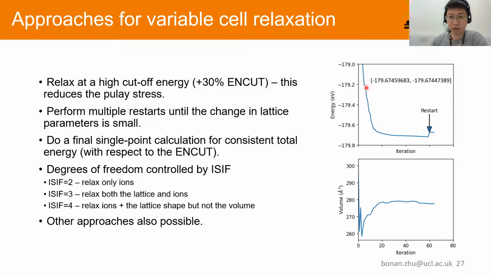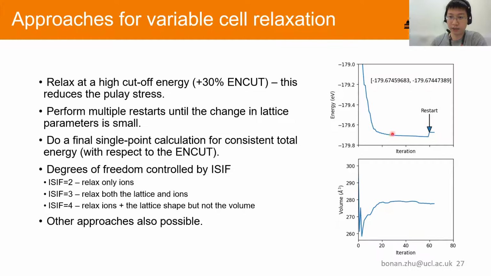So here is an example of this material, which I think is also lithium iron phosphate. As this is a geometry optimization, the energy goes down as you would expect, and it flattens out. And I think what happened was it hit the maximum number of iterations, which is 60.